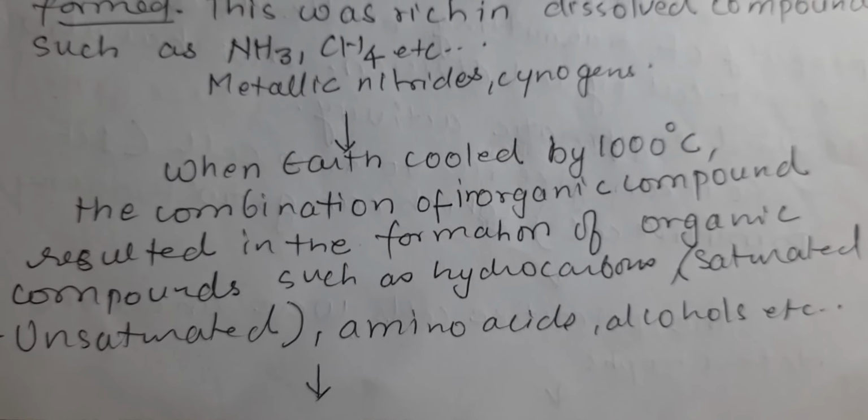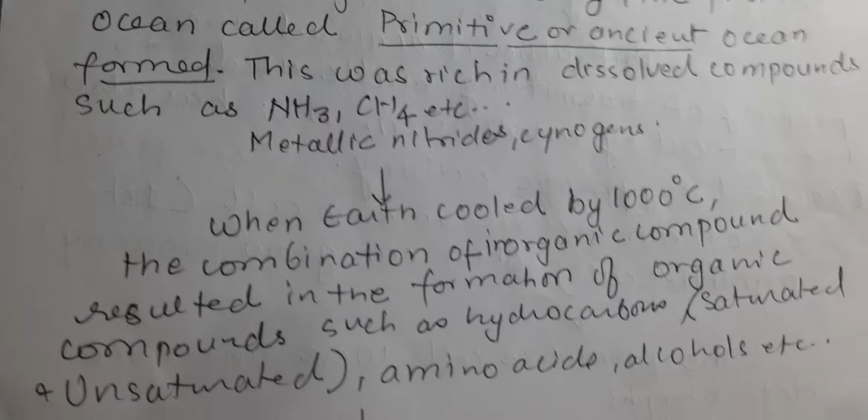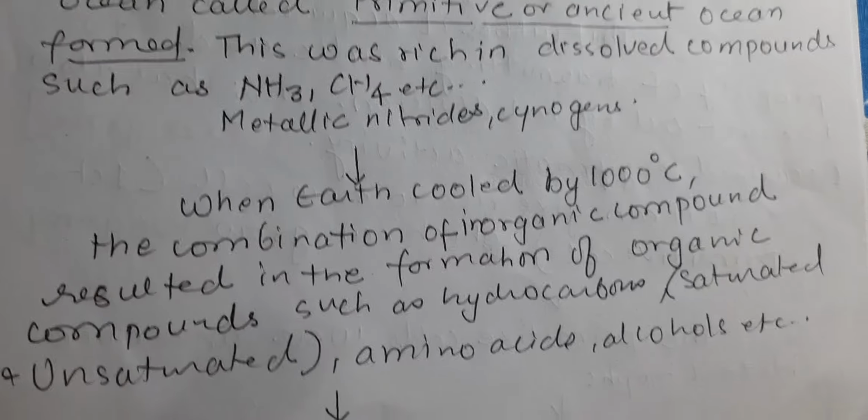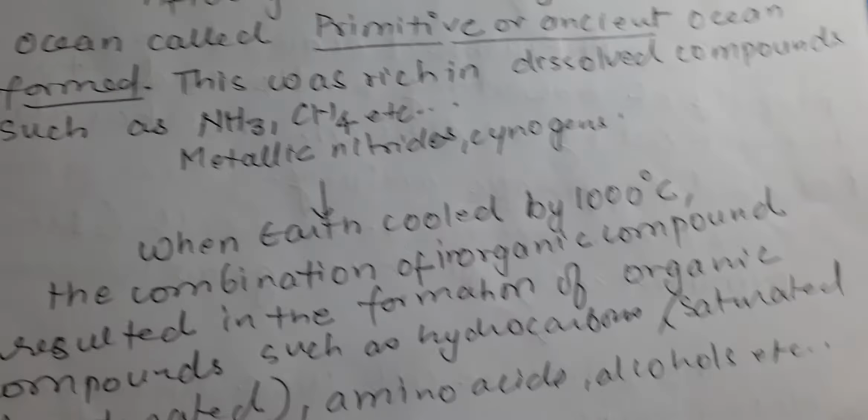With the earth cooled down to 1000 degrees Celsius, the combination of inorganic compounds resulted in the formation of organic compounds such as hydrocarbons. Now these inorganic compounds started converting to organic compounds such as hydrocarbons, unsaturated and saturated ones, amino acids, alcohol, etc.